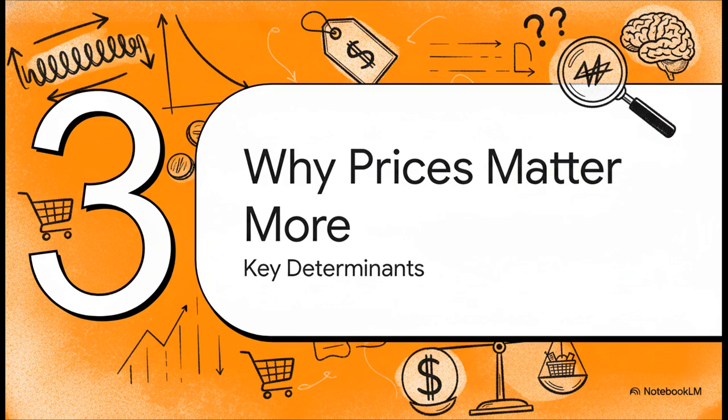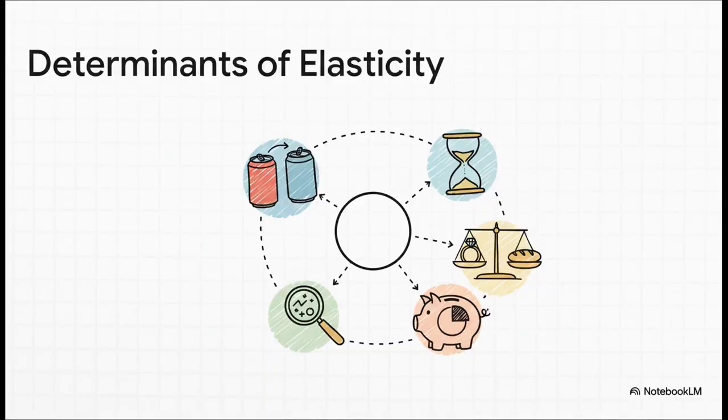So what's the secret sauce here? What actually makes something elastic or inelastic? It's not just random. It turns out there are a few key things at play that determine how sensitive we are to a price change. It really boils down to 5 main factors. First, and this is probably the biggest one, is the availability of substitutes. The more choices you have, the more elastic it's going to be. Second is time. The more time you have, the more you can adjust your behavior. Then, of course, you've got luxuries versus necessities, how you define the market itself, and how big a piece of your budget it takes up.